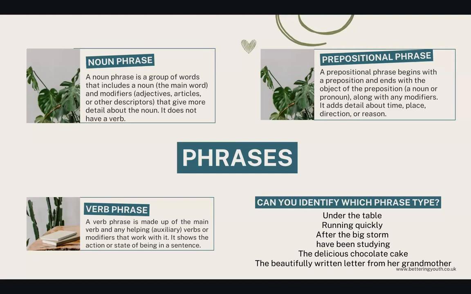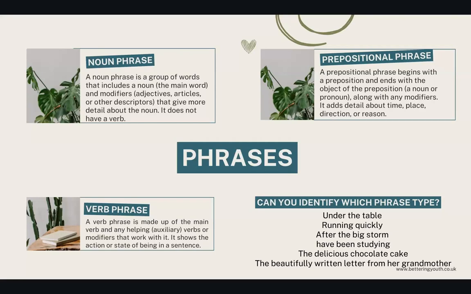The delicious chocolate cake. You guessed it, a noun phrase. And here's a little tip. If you had a third adjective in there, the delicious chocolate sponge cake, then that would also be an example of the rule of three, but we'll explore that a little bit more later. The beautifully written letter from her grandmother. What do you think that one is? You guessed it. That is our noun phrase.